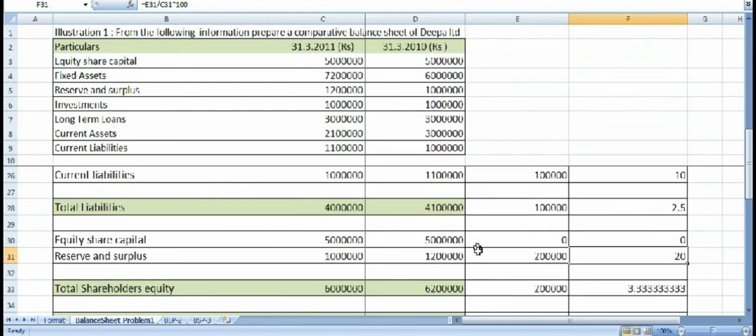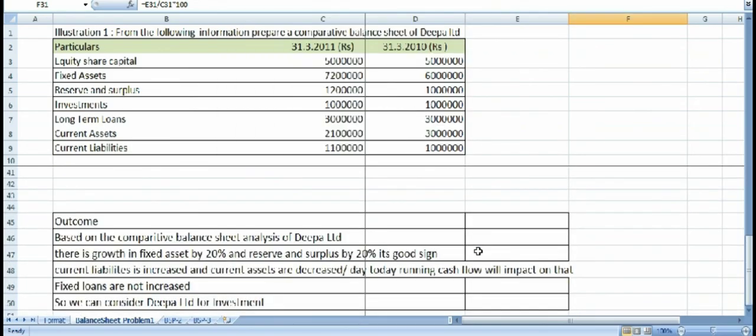Next, we have to understand what are the things which have decreased and increased.